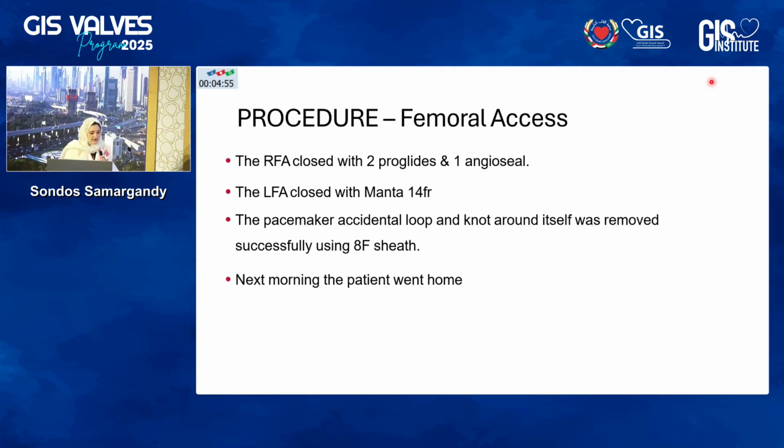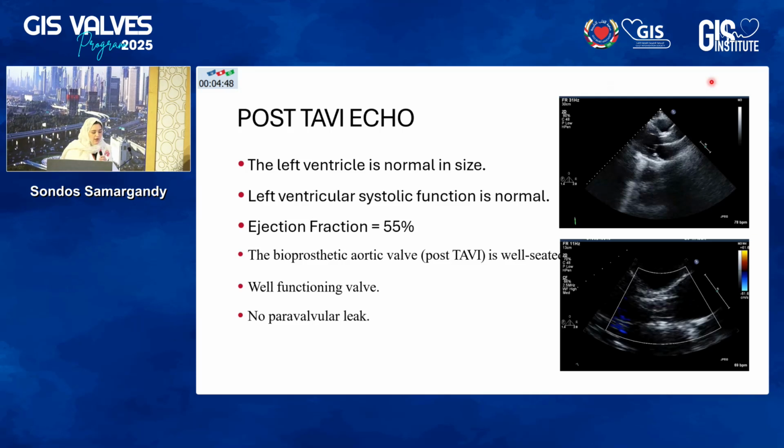So we close the case, and the patient had an eventful hospital course. Next morning, he went home, and he reminded everyone that his ejection fraction was 45. It became 55 the next day, and there was no gradient.